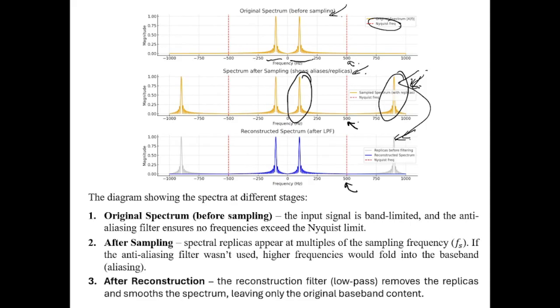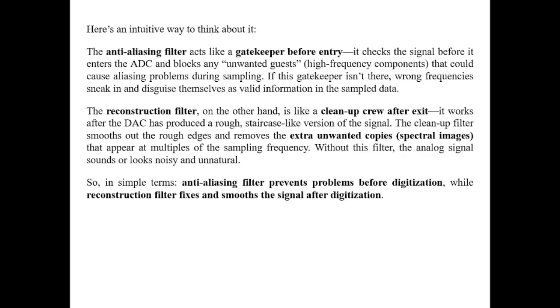reconstruction filter. Okay. So the main takeaway from here is that both the anti-aliasing filter and the reconstruction filter are low pass filters. They have the same cutoff frequencies, but the gain of both the filters is different, for the reason I discussed a few moments back.